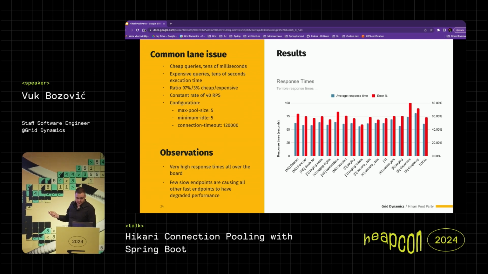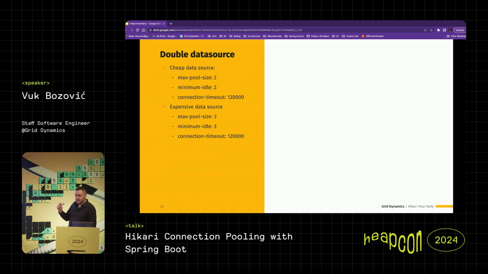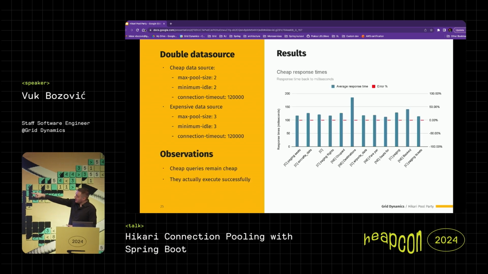Now, instead of raising the amount of connections, let's think resiliently. Let's define 2 data sources. With the same amount of connections, we have a cheap data source with 2 connections, and we have the expensive data source with 3 connections. So it's still 5, like we had in the previous case. That yields us going back to response times in milliseconds for cheap queries, so at around 100 milliseconds, 150 average. Thus, a part of our application is still usable, even though we have slow parts in it.